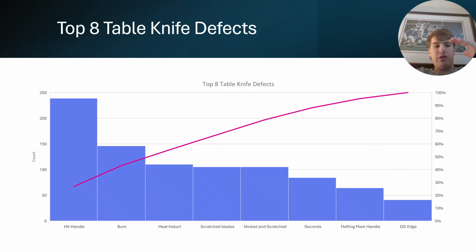Then we have the burn that comes in at 146. Then we have the scratch blades that comes in at 105, and then nicked and scratched 105, and then it goes down to seconds coming in at 84, then hafting mark handle coming in at 64. Then we have the DD edge being the last one at 41.